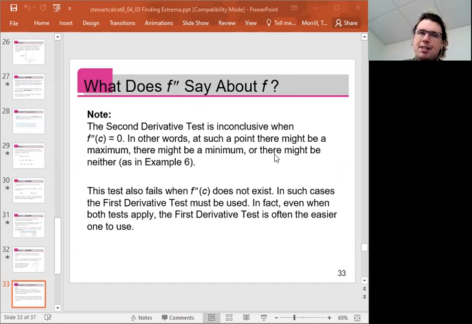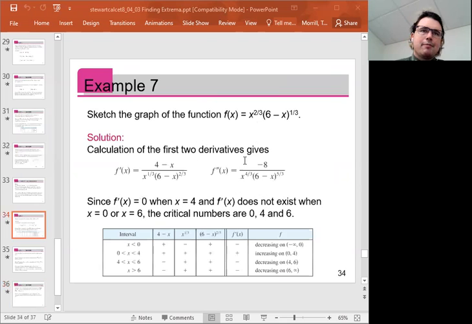So the second derivative test only helps me if that second derivative is actually positive or negative. So places where the function is concave down or concave up. So if that happens to you while you're working on one of these problems, you're going to have to go back to using the first derivative test. So here is another example.